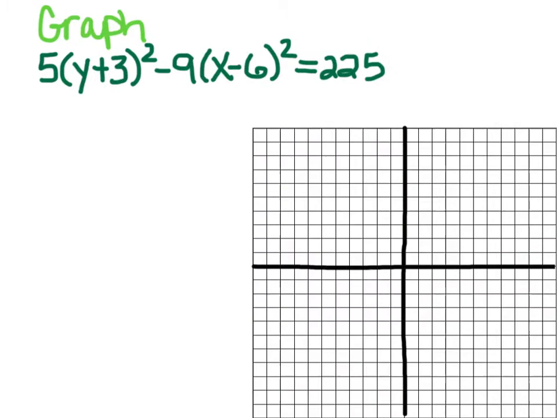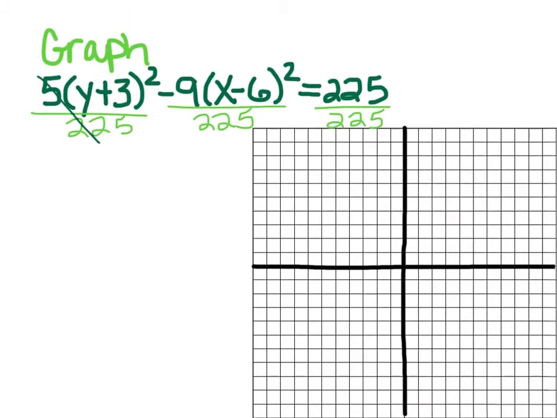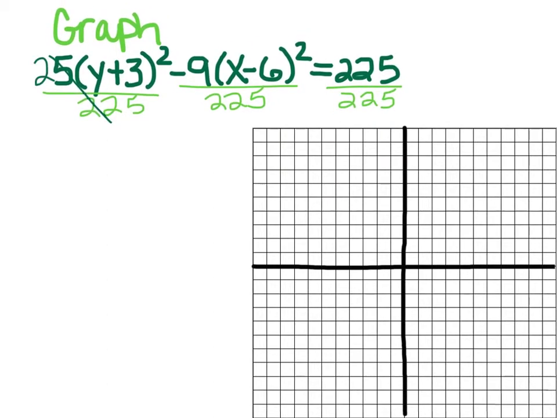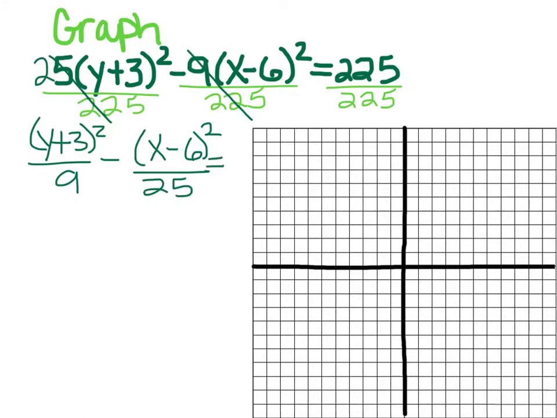Okay, here's another graph. We're going to do 25 times y plus 3 all squared minus 9 times x minus 6 all squared equals 225. So the first thing you have to do is say, oh, okay, standard form, it's supposed to equal 1. So to make this equal 1, we have to divide everything by 225, and you have to do that to each piece of the equation. Sorry, the first coefficient is supposed to be a 25, typo. So 25 over 225 reduces to 1/9. So that's now y plus 3 squared over 9 minus, and then 9 over 225 reduces to 1 over 25, so x minus 6 squared over 25 equals, and then 225 over 225 is our 1.